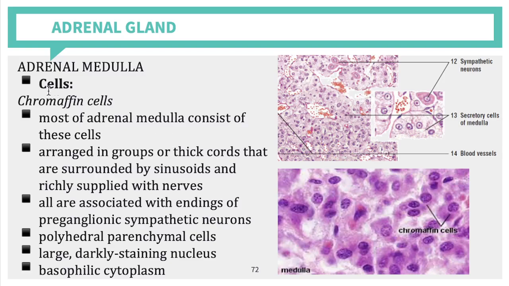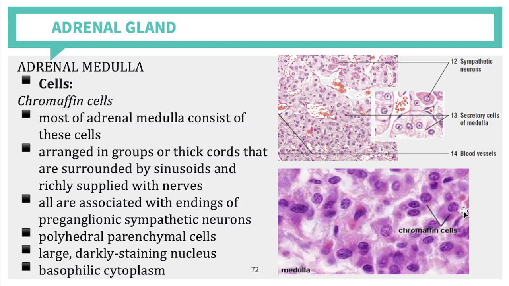We have your chromaffin cells. Remember the term? Chromaffin cells. Most of the adrenal medulla consists of these cells. So, many chromaffin cells. They are arranged in groups or thick cords that are surrounded by sinusoids and richly supplied with nerves. All are associated now with endings of your preganglionic sympathetic neurons. And take note, they are polyhedral parenchymal cells. And take note also, very darkly stained nucleus.